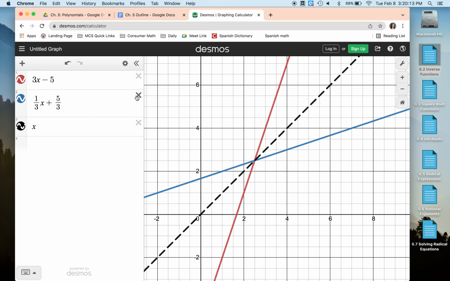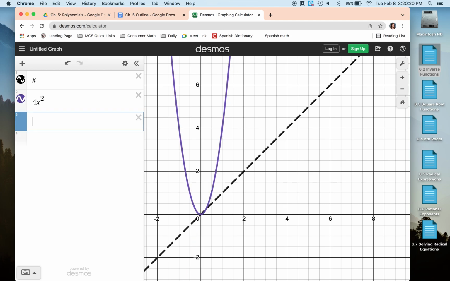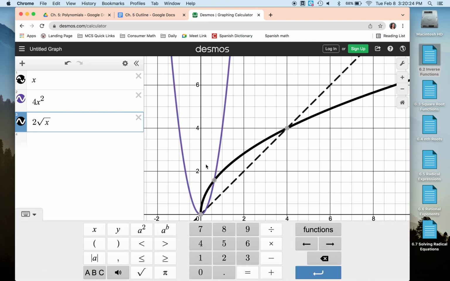Okay, so let's see if that happens with these new functions that we're asked to consider. Okay, 4x squared, and then 2 times the square root of x.